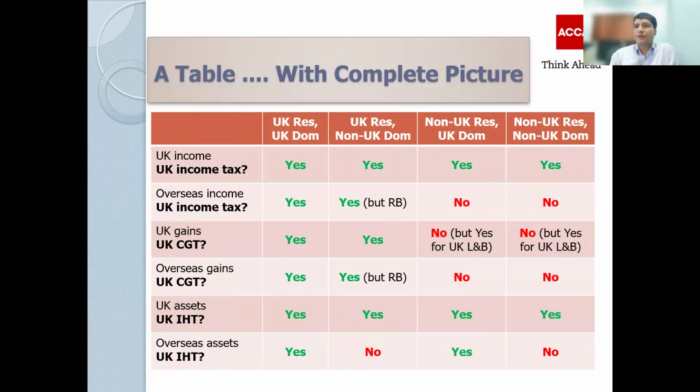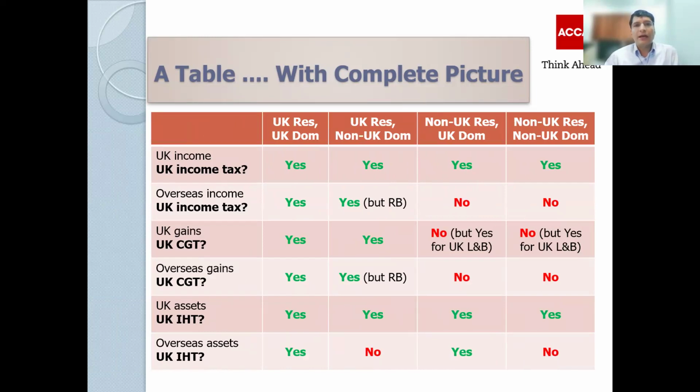Here is the domicile. Just think it through. If someone is UK domicile, then regardless of the residency, think about it, regardless of the residency, he or she will be liable to UK inheritance tax on the global assets. Now let's complete the picture. Let's look at a box here.